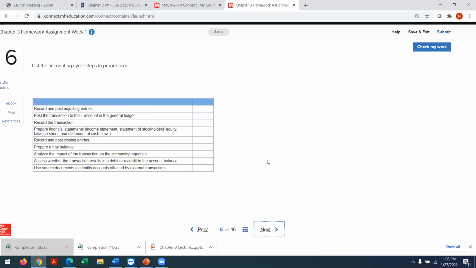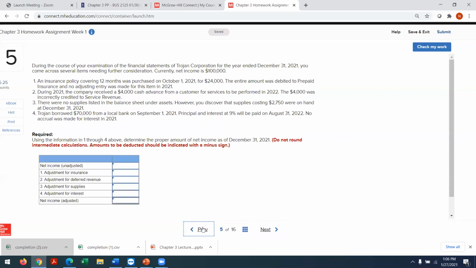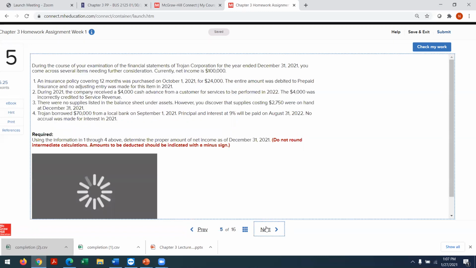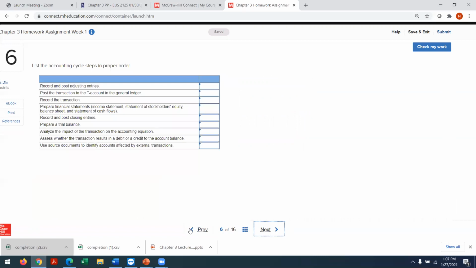Now, guys, these are expenses, excuse me. For each situation, determine the date for which the company recognizes the expenses using the cash basis of accounting. Guys, under cash basis of accounting, when do we record expenses? When cash is paid. Exactly. Under the accrual basis, when do we record expenses? When the expense is incurred, or goods are purchased. Excellent, guys. Don't get that mixed up, okay? Okay, next.